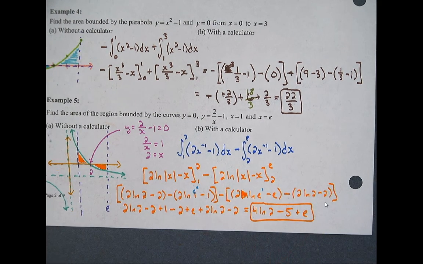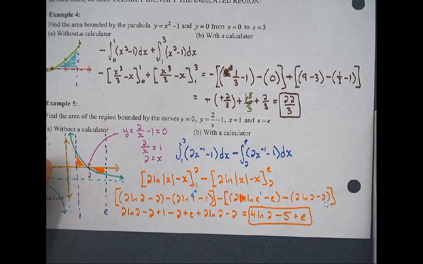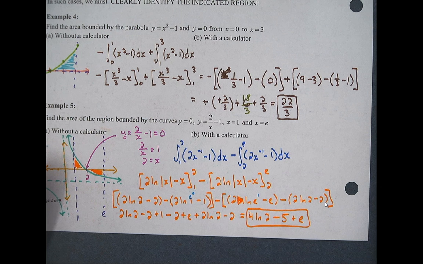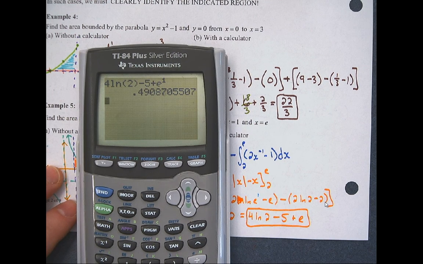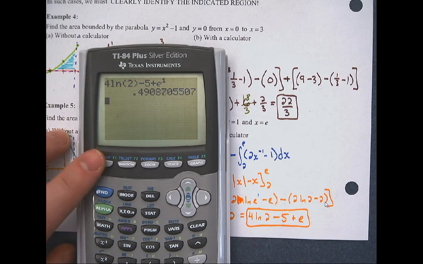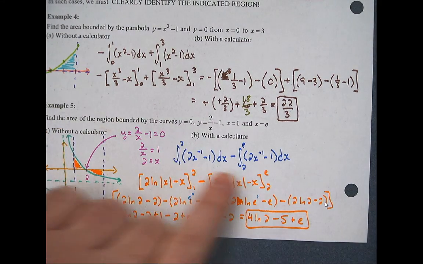Okay, so let's see how we could have done this with our calculator. So let's just double check what this number is so we don't lose it. So 4 natural log of 2 minus 5 plus e, and you always got to put e to the first in there. Dang it, sorry. You always got to put e to the first in there. So that we get something like 0.49. All right, so I can do this. Look, if you want to just type this in, that's one way.